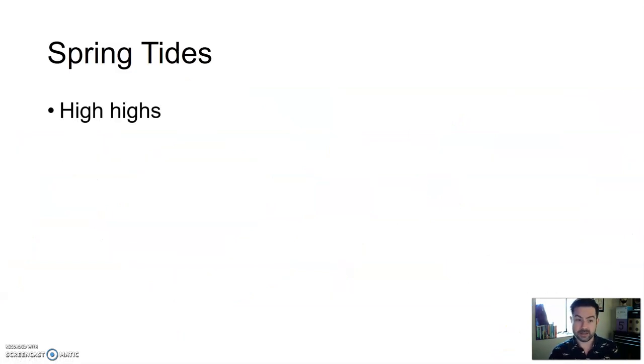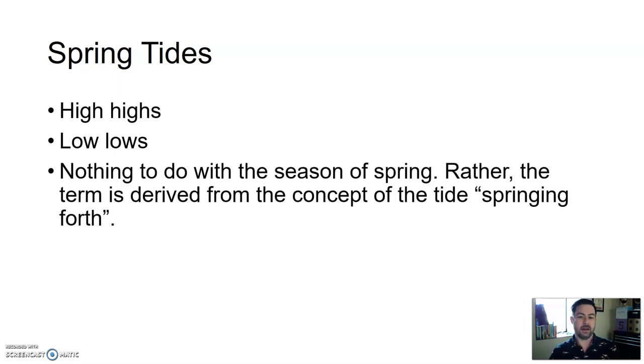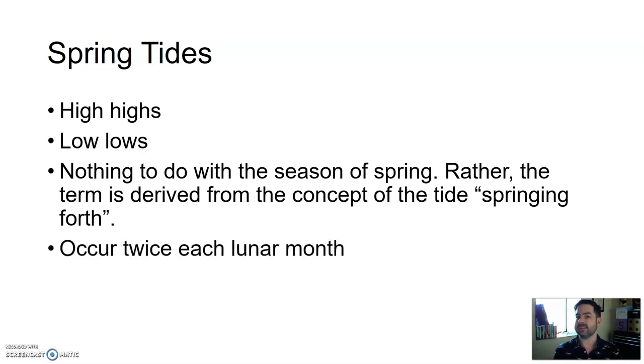So with spring tides, you get high highs and low lows. So the highest of the high tides and the lowest of the low tides. Spring tides, it's named nothing to do with the season of spring, rather it's just the term because the tide is springing forth. You'll get the highest high tides and the lowest low tides, called a spring tide, twice each lunar month. So the moon has a 28-day cycle around the Earth. That's actually where the original term month came from.